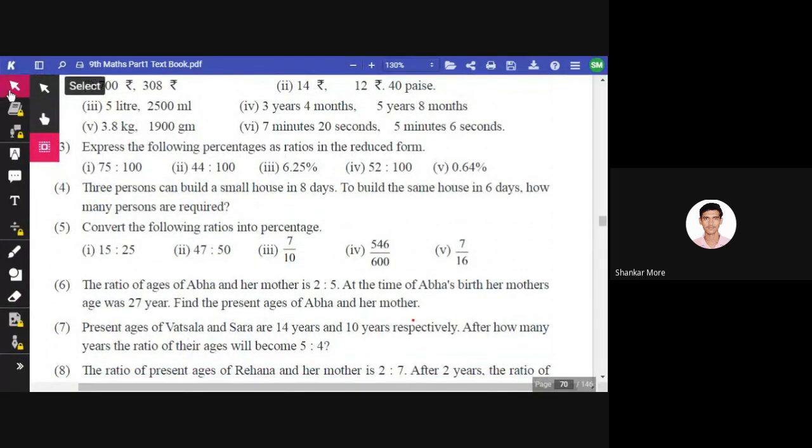Three persons can build a small house in 8 days. To build the same house in 6 days, how many persons are required? So how do we solve this first of all? Think about it and tell me. Three persons can build the house in 8 days. To build the same house in 6 days, how many persons are required? Take out your notebook and try to solve it. If you have any idea, you can put it in the chat box or turn on your mic and tell me.